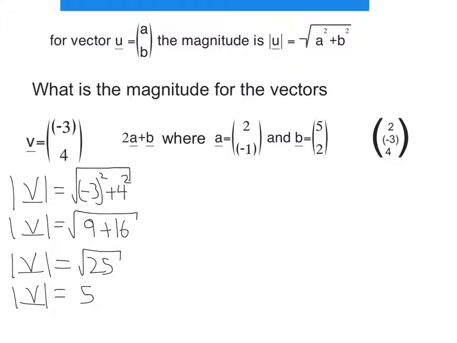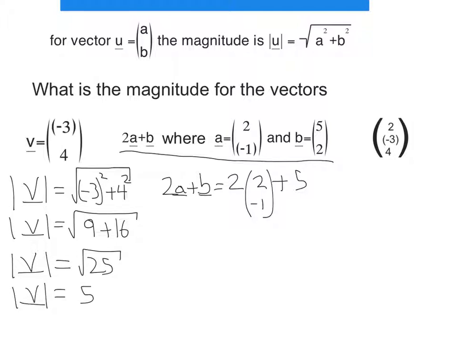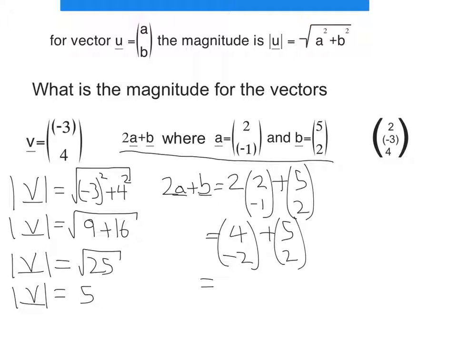Okay, let's look at the second question. 2a plus b, where a is 2, negative 1, and b is 5, 2. So the first thing I need to do is work out what 2a plus b is. So that's going to be 2 lots of 2 and negative 1, plus 1 lot of 5 and 2. So we're going to get 2 times 2 is 4, 2 times minus 1 is minus 2, plus 5 and 2. And then we've got 4 plus 5 is 9, negative 2 add 2 is 0. So that is the vector 2a plus b.